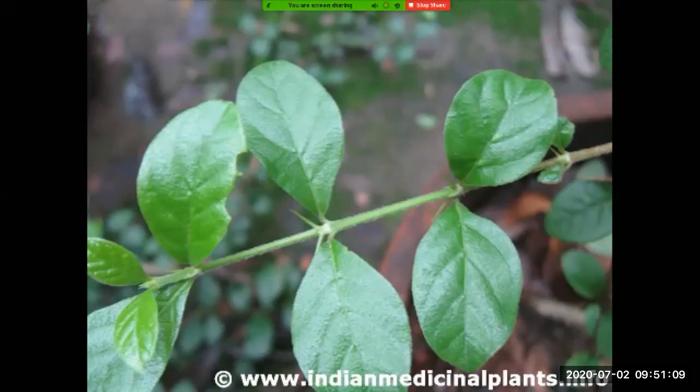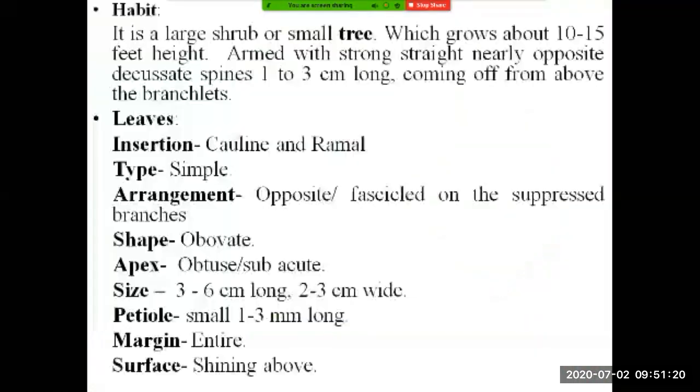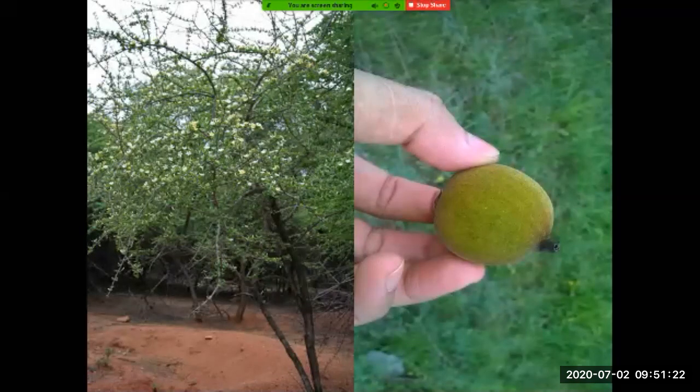They used to say 1 to 3 millimeter, and these are called the stipular spines. Okay, so this is about leaf. Next, we'll move to the flowers and fruits. So this is the plant you can observe. The flowering plant is there, and here you can observe the fruit.